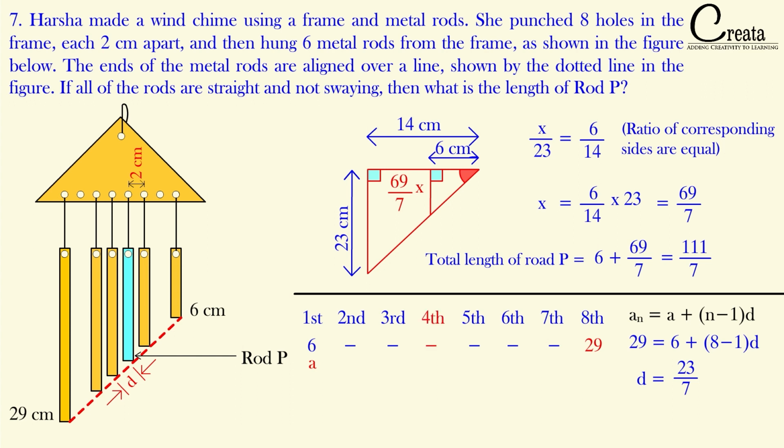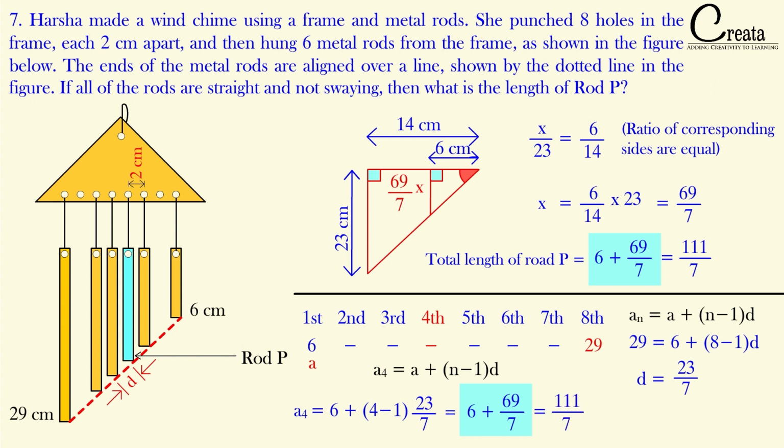Let's find the 4th item, that is the length of the 4th rod, which will be equal to a plus (n minus 1)d. a is 6 centimeter, n is 4 and d we have just calculated as 23 upon 7. On solving we got 6 plus 69 upon 7. You can compare it with the previous method, the triangle method. 69 upon 7 plus 6, it is matching, which is equal to 111 upon 7. That is the answer, option D.